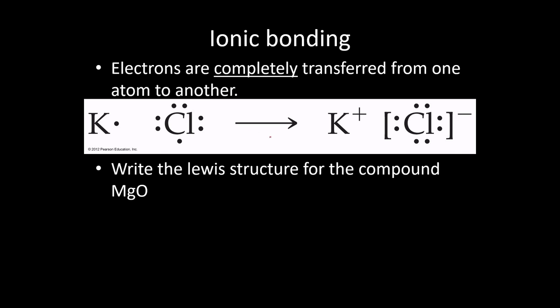So, if something is going to steal to get an octet, this is what we call ionic bonding. So ionic bonding, if you remember from earlier in the class, this is when we have a metal and a nonmetal.